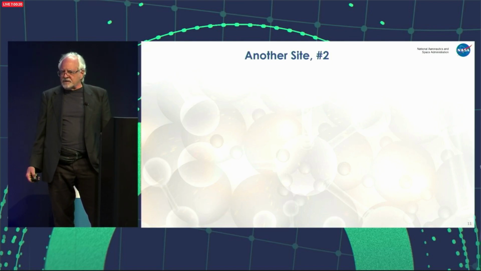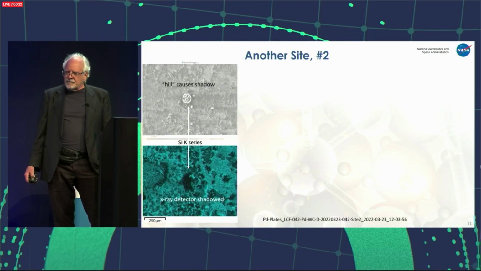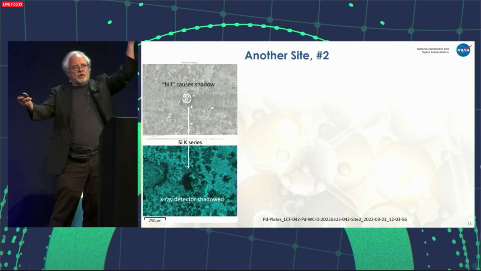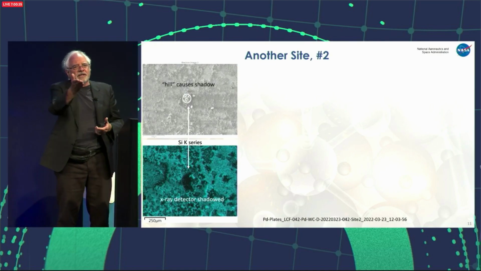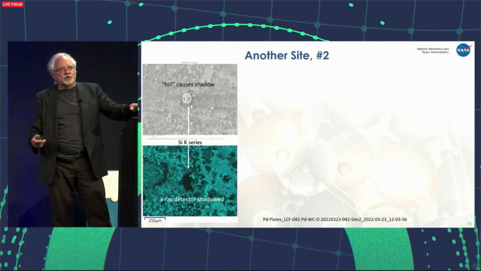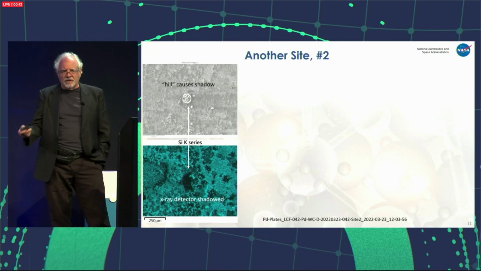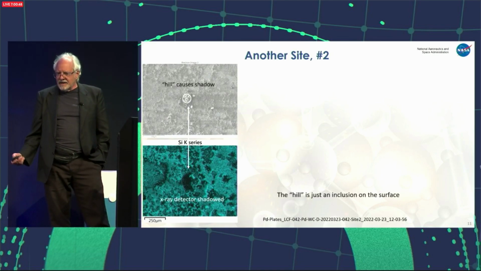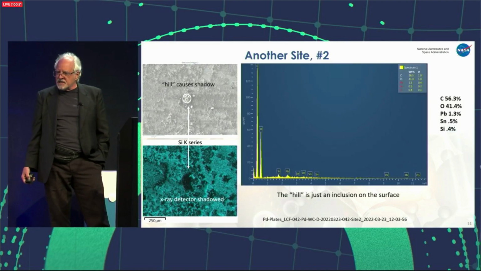Well, we'll look at a different site. Now, there's a hill up at the top there. And what it does is it shadows below it, so we can't see in there. The X-ray detector is shadowed. What's happening is you've got the electron beam coming in from one angle, you're viewing the X-rays from another angle, and shadowing is often a problem with an irregular, non-flat surface. And at resolutions of a few microns or lower, you're always going to have shadowing. And again, the hill is just an inclusion on the surface.